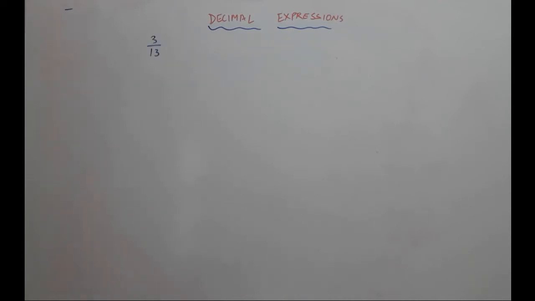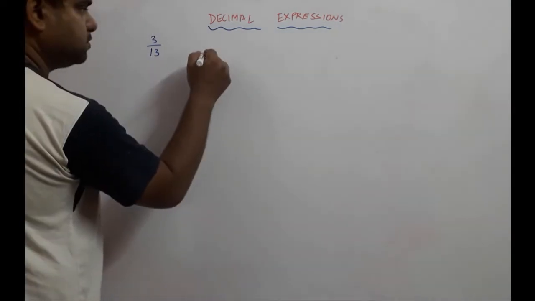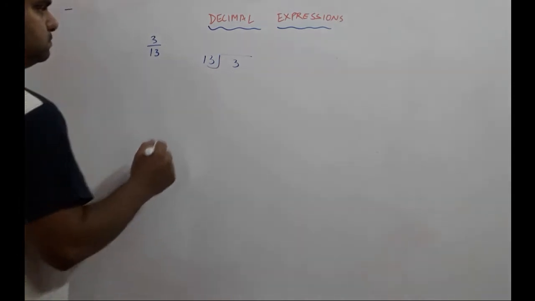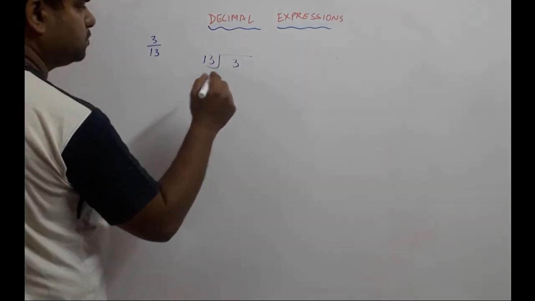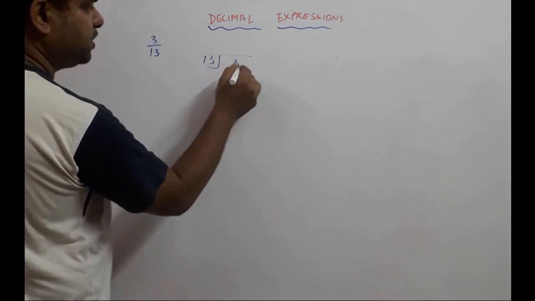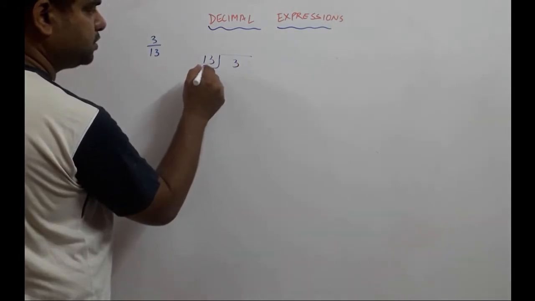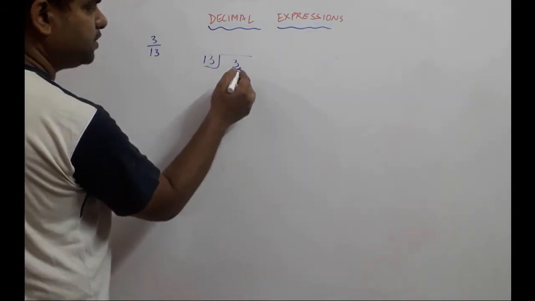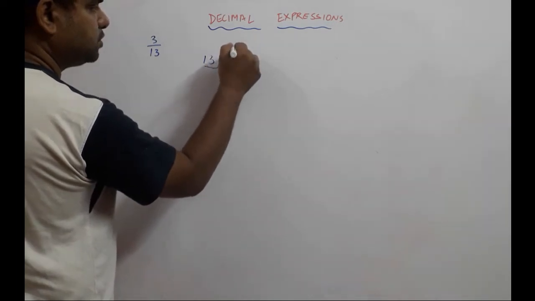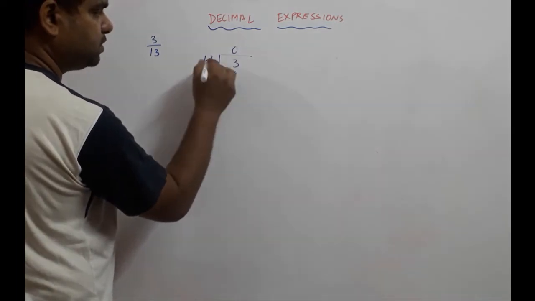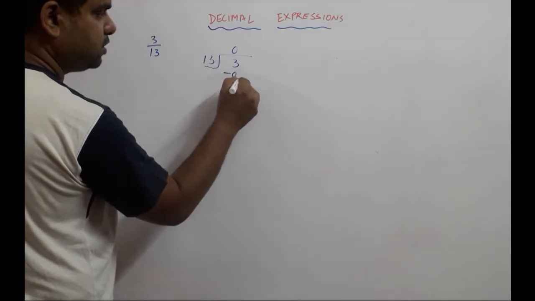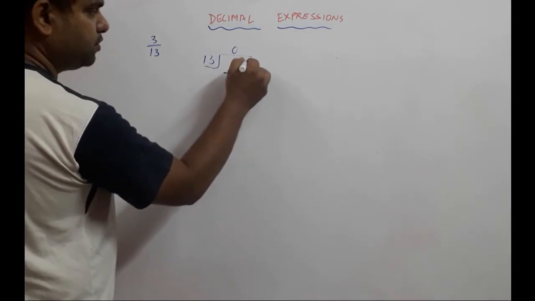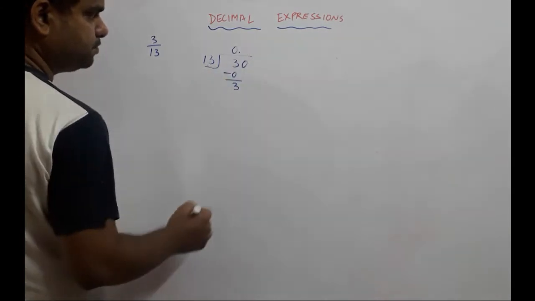Our first problem for the day is 3 upon 13. Let us solve this. 13 divided by 3. We cannot divide this straight away because in the divisor we have 2 digits, whereas in the dividend we have 1 digit. So put 0 over here, bring this 0 on. 13 into 0 is 0. 3 minus 0 is 3. We need to continue division. We need to put a 0 over here and a dot over here.